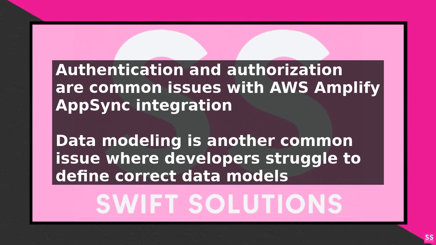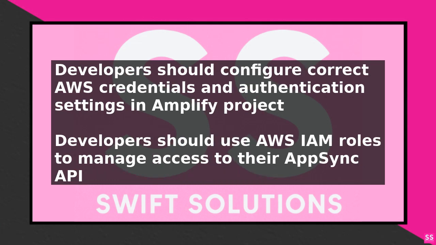Practical solutions to common issues. To overcome authentication and authorization issues, developers should ensure that they have configured the correct AWS credentials and authentication settings in their Amplify project. Additionally, they should use AWS IAM roles to manage access to their AppSync API. To overcome data modeling issues, developers should use the AppSync schema editor to define their data models and ensure that they are correctly linked to their Amplify project.